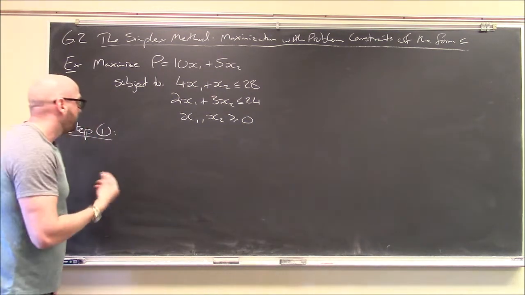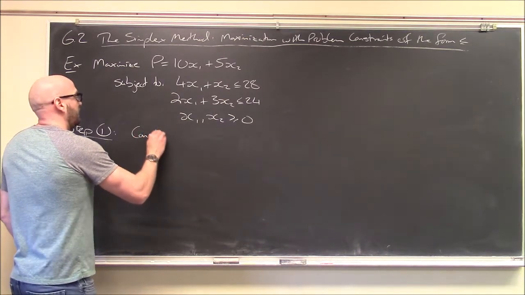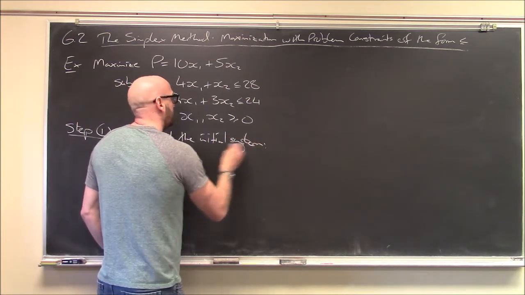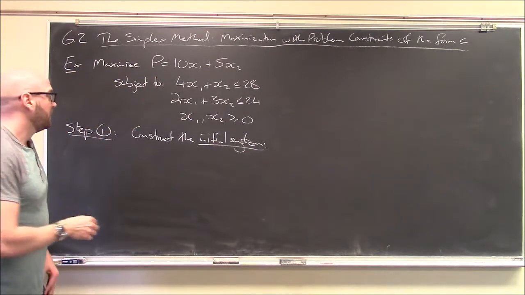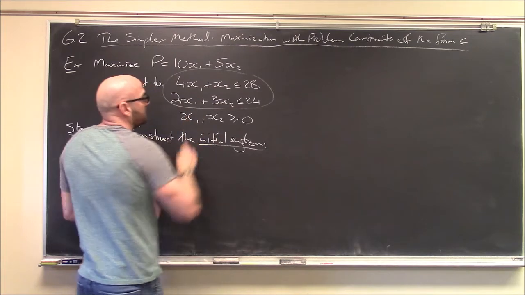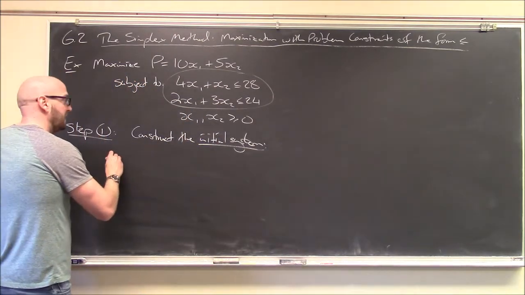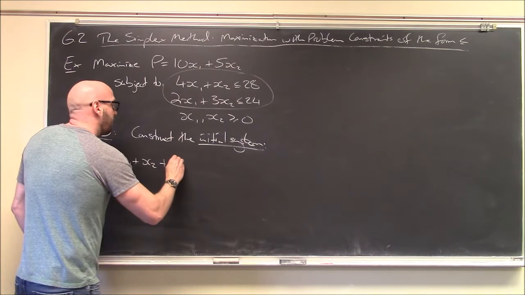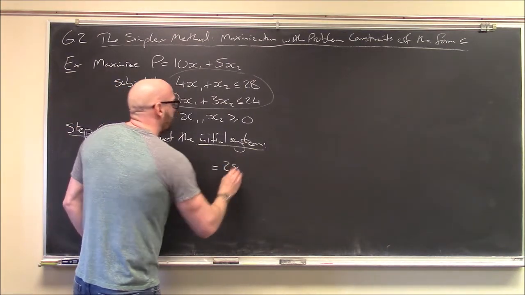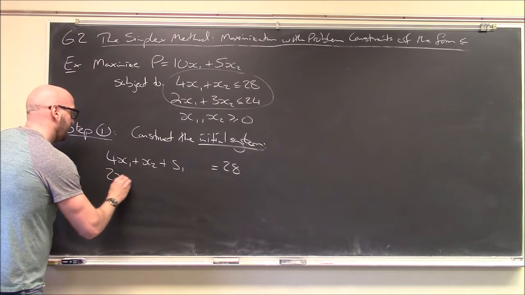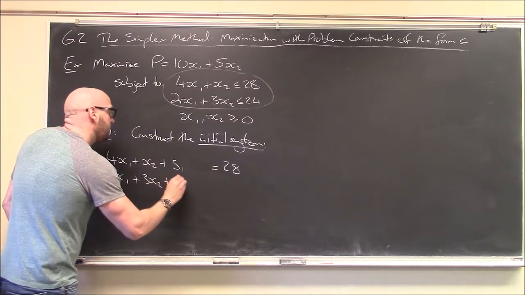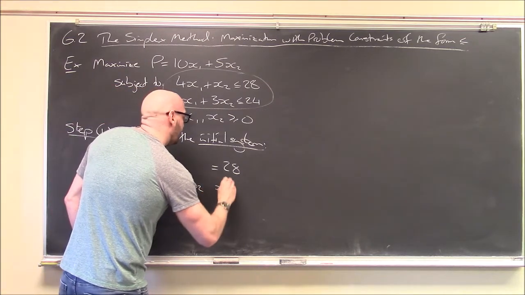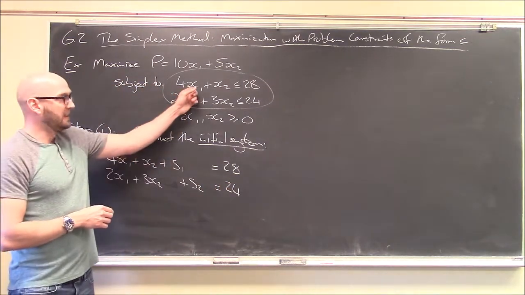Step one is construct what's called the initial system. There's two pieces to this. One is I want to take my I system right here and convert this to an E system. So I need to introduce slack variables. I'm going to have 4x1 plus x2 plus some slack variable s1 is equal to 28. And I've got 2x1 plus 3x2 plus some other slack variable s2 is equal to 24. So there's the associated E system for this I system.